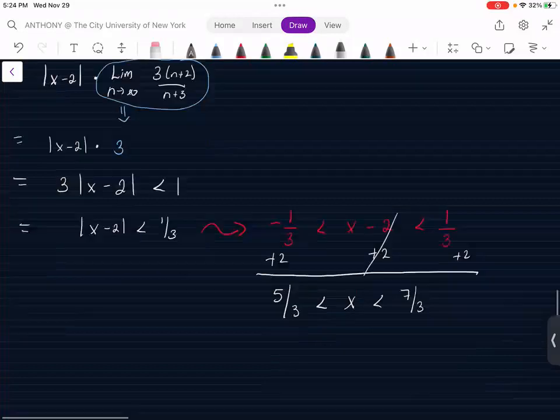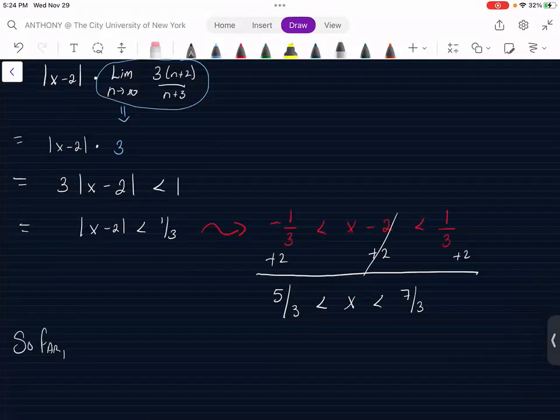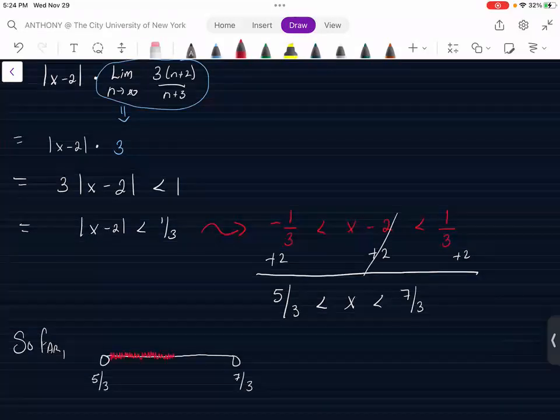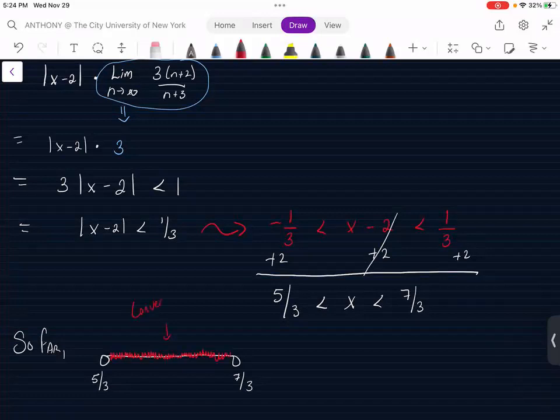So far what we found out, if you look at this number line, from 5/3 to 7/3, anything in the middle here, we know that we have convergence. Basically, what we figured out is that in the middle between these two values, you have convergence. You now have to check the endpoints. What about the endpoints? What you have to do is plug these endpoints back into the series and then figure it out.